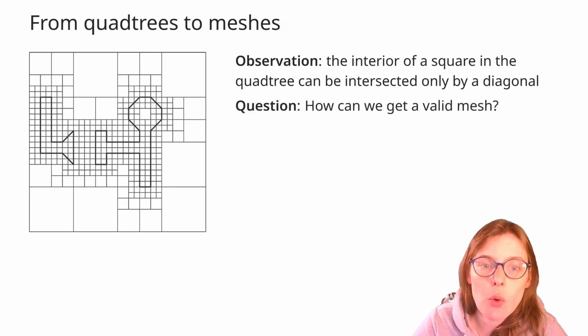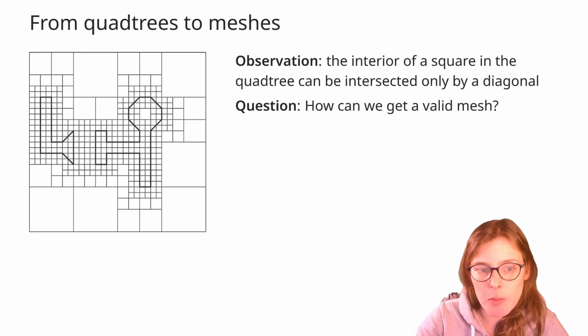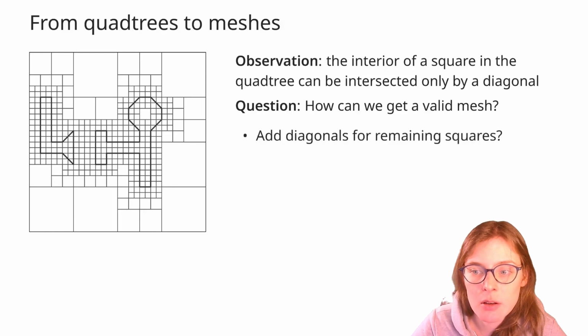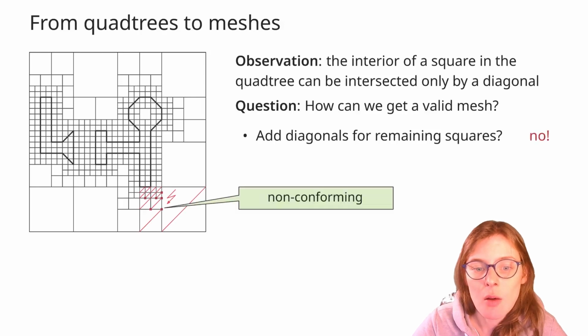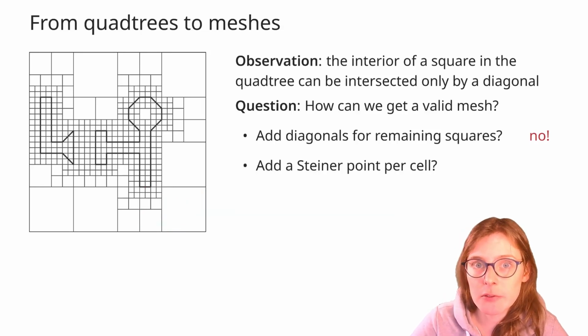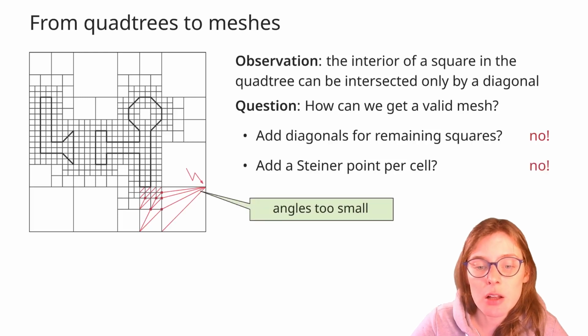Now that we have this quadtree subdivision on top of the polygons, how do we get a mesh out of these squares? The first and naive approach would be simply splitting each square along a diagonal. But then we will obtain a non-conforming mesh. There will be some adjacent triangles that do not completely share the whole edge between them. Maybe then we can add vertices for each vertex of the square. Now we're getting triangles whose angles are too small.